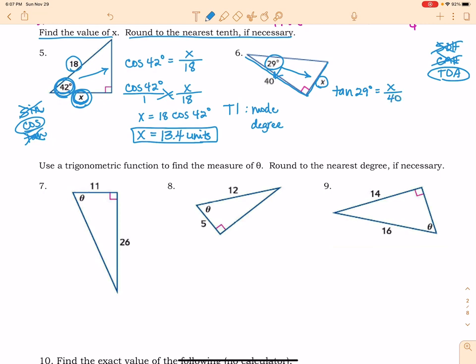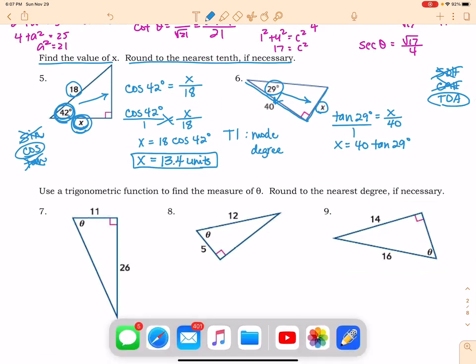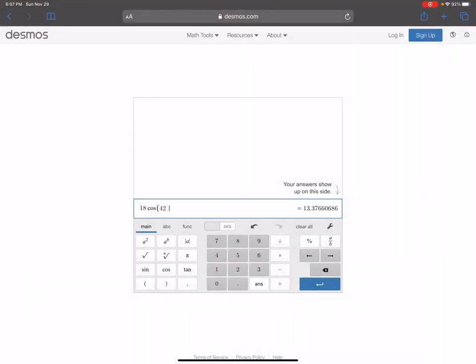Beautiful. Okay, so once we do that, I'm going to put tangent over 1, cross multiply, x equals 40 times the tangent of 29 degrees. And then I'm going to go to my calculator here. Okay, I'm going to clear that. And I've got 40 times tangent of 29 degrees. And that gives me 22.2.